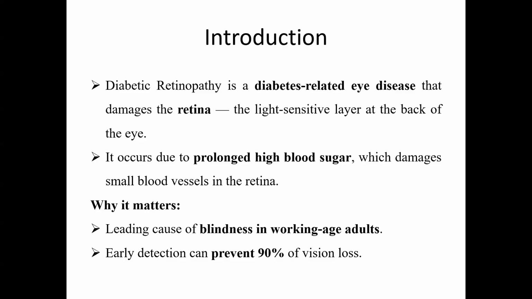Now, why this matters is because diabetic retinopathy is one of the leading causes of blindness observed in working age adults. And if this disease is detected at an early stage, then we can prevent around 90% of the vision loss that is encountered in the present day.